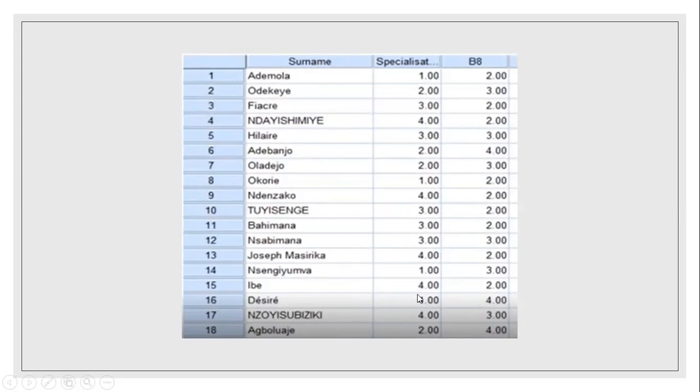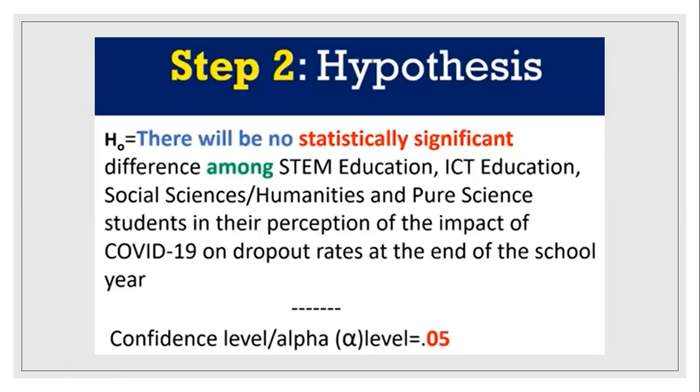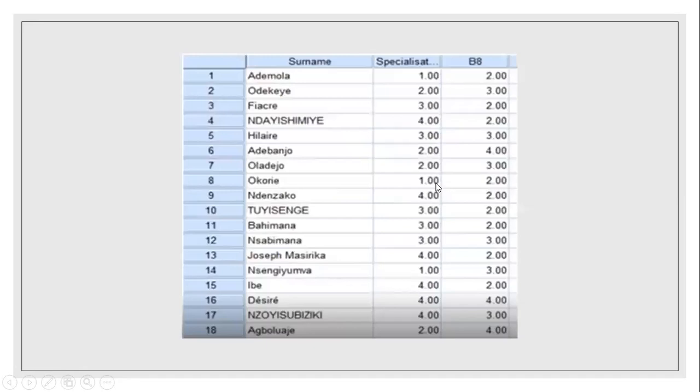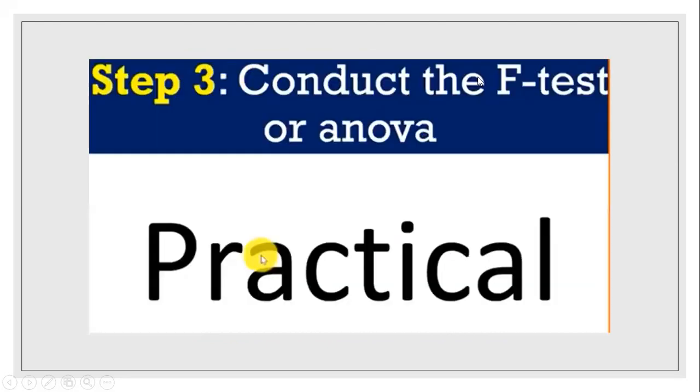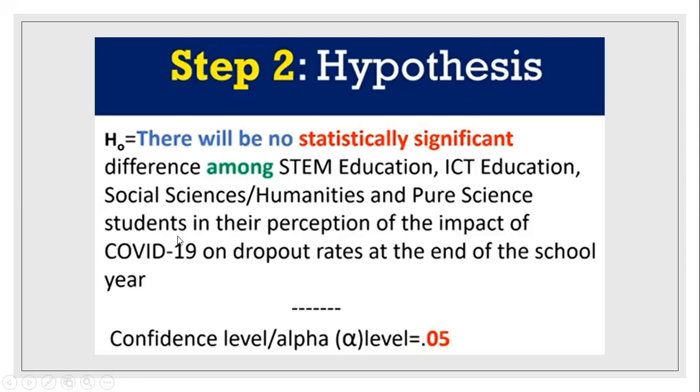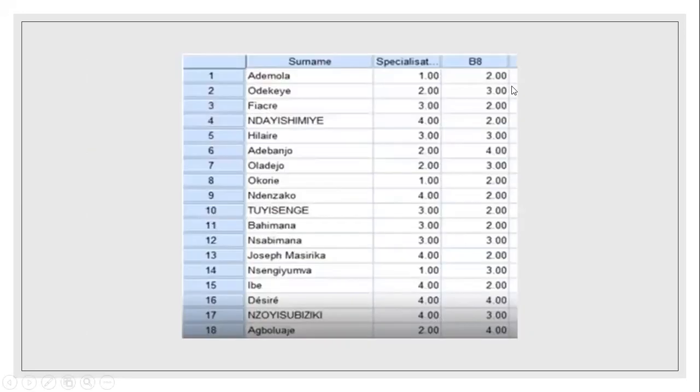In terms of STEM education, ICT education, social science and humanities, and pure science, those are the ones I have coded here. And this is their perception. This particular person disagrees that COVID-19 will increase the dropout rate at the end of the school year. So these are their levels of disagree, agree, strongly agree, and strongly disagree, as you can see here.